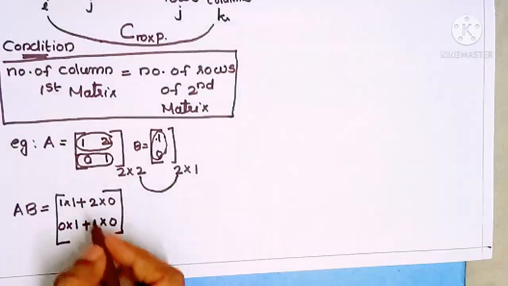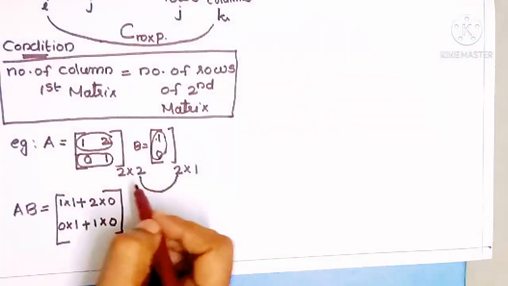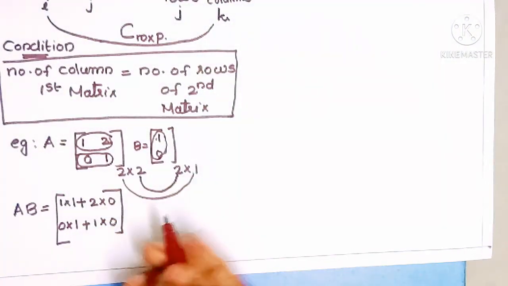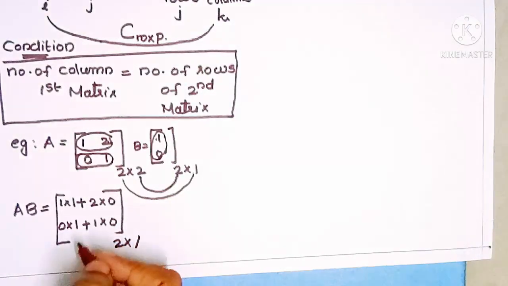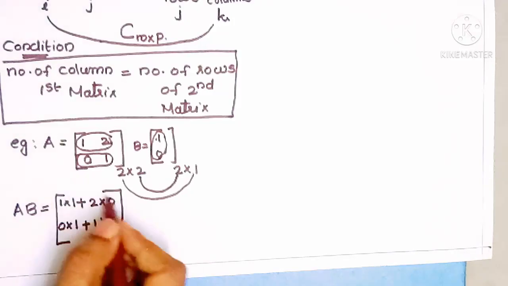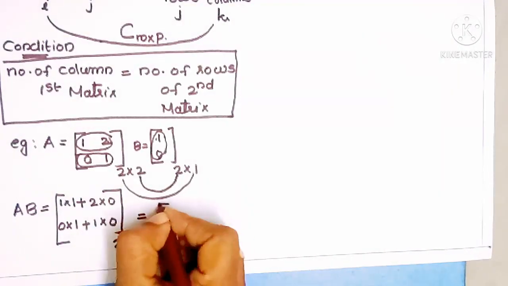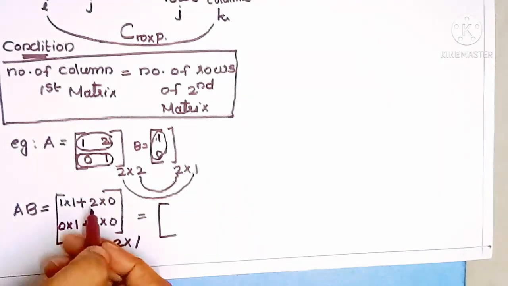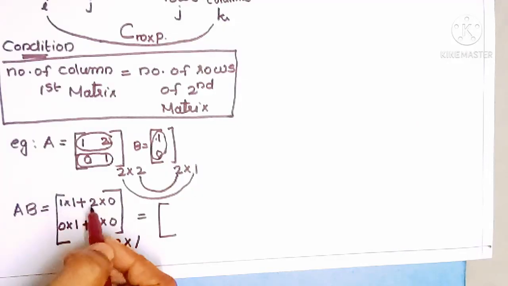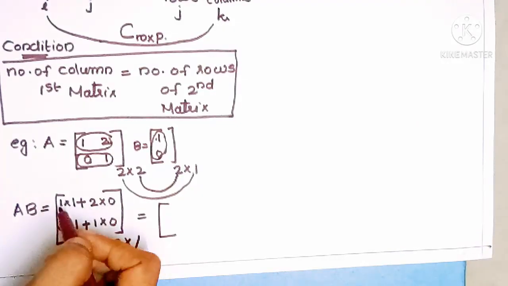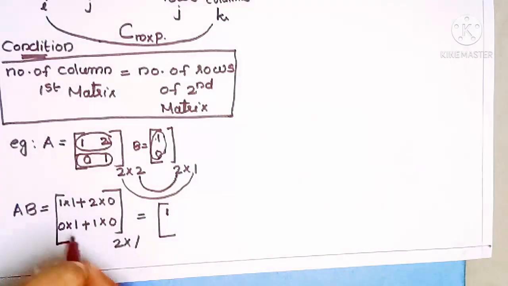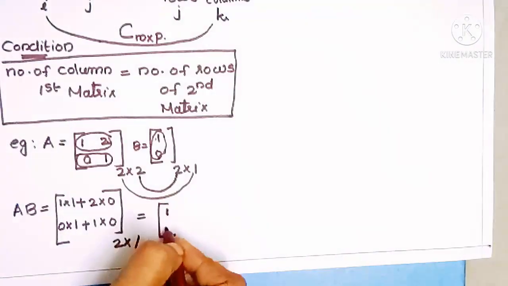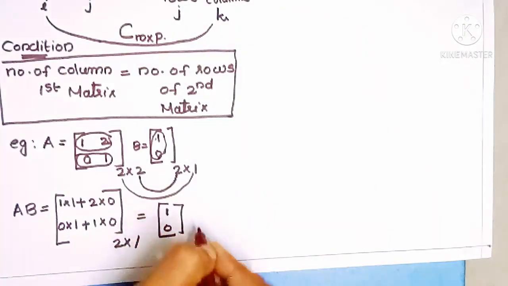Then what is the order of this matrix? The order becomes 2 cross 1. That means it has 2 rows and 1 column. Then we multiply and add: 1 into 1 is 1, plus 2 into 0 is 0. So 1 plus 0 is 1. Here 0 into 1 becomes 0, plus 1 into 0 becomes 0. So this is our resultant matrix C.